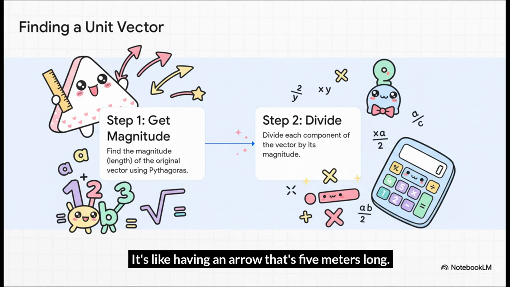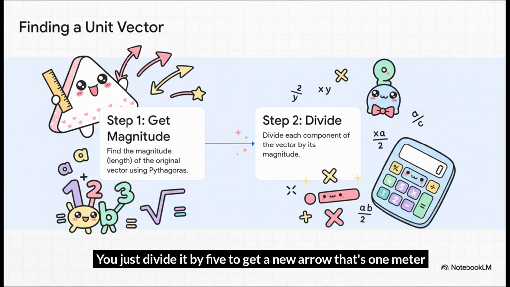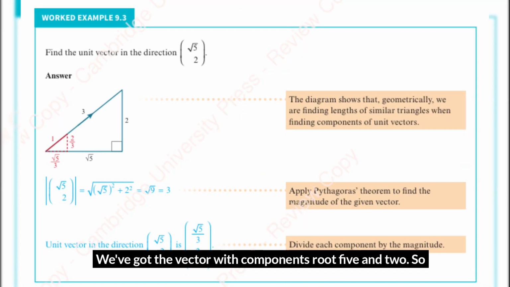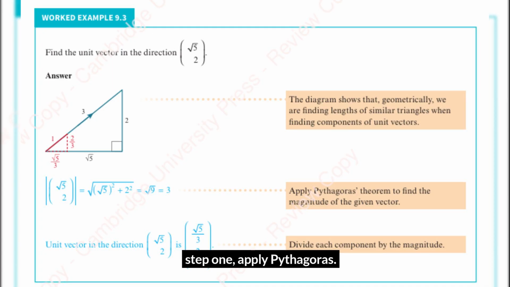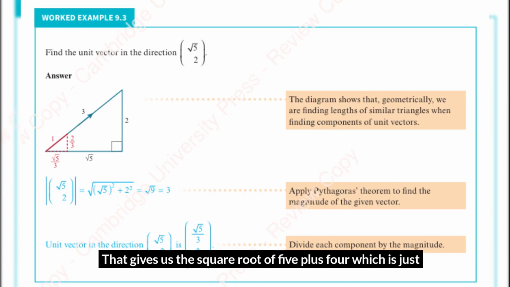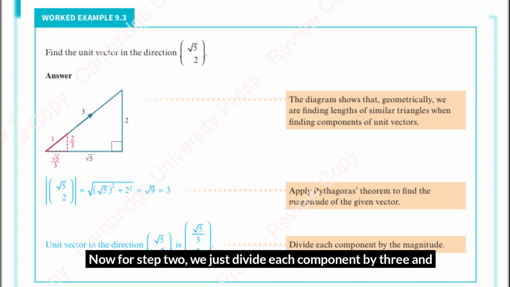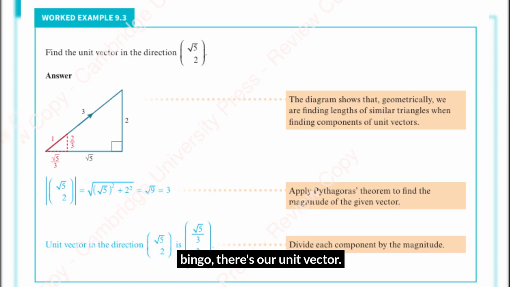It's like having an arrow that's 5 meters long. You just divide it by 5 to get a new arrow that's 1 meter long, but points in the exact same direction. Let's see it in action. Check out this first example. We've got the vector with components root 5 and 2. So step 1, apply Pythagoras. We take the square root of, well, root 5 squared plus 2 squared. That gives us the square root of 5 plus 4, which is just 3. So the magnitude is 3. Now for step 2, we just divide each component by 3, and bingo, there's our unit vector.